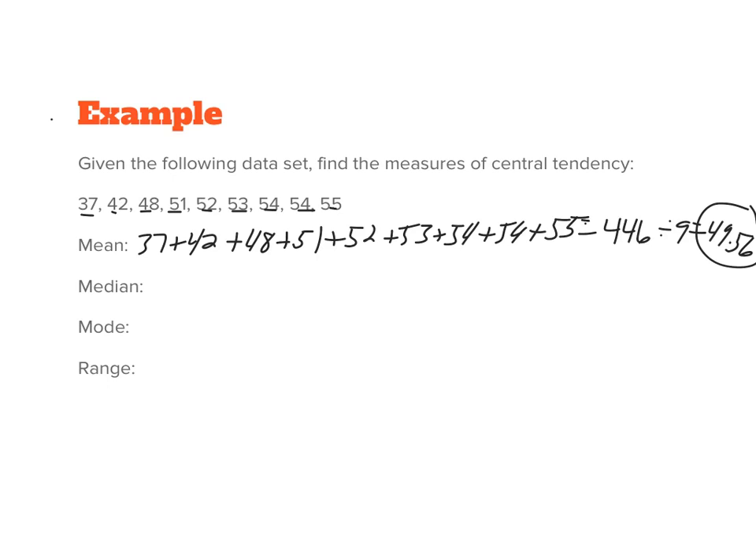For the median, check off till we get to the middle. Here's the middle, 52. For my mode, number that occurs most often, the only one that shows up more than once is 54, so my mode is 54. And my range, largest number minus smallest number, 55 minus 37, is going to get me a range of 18.